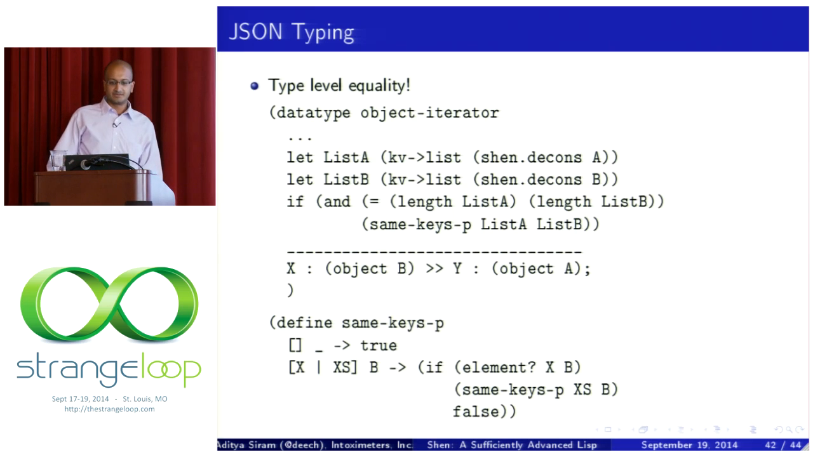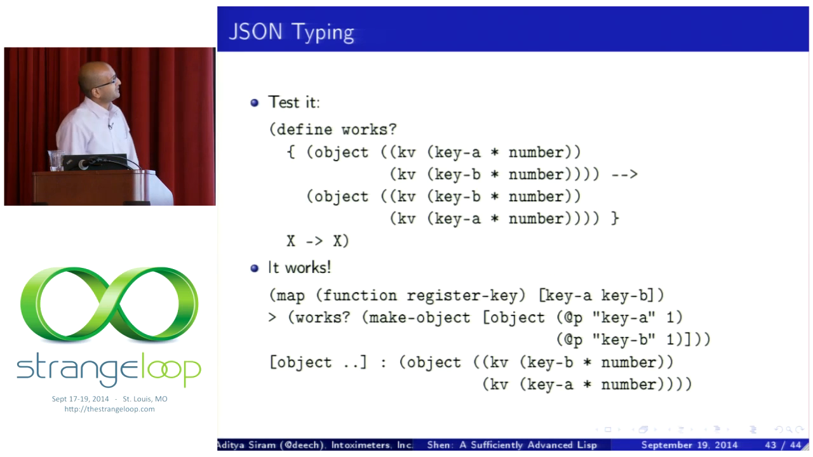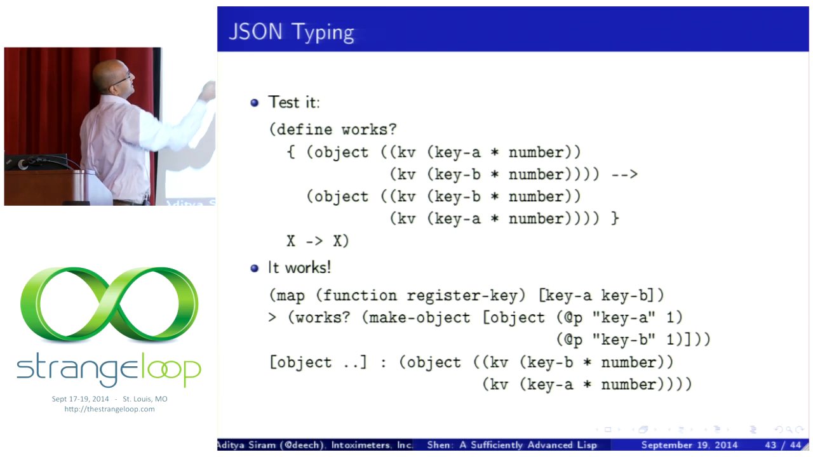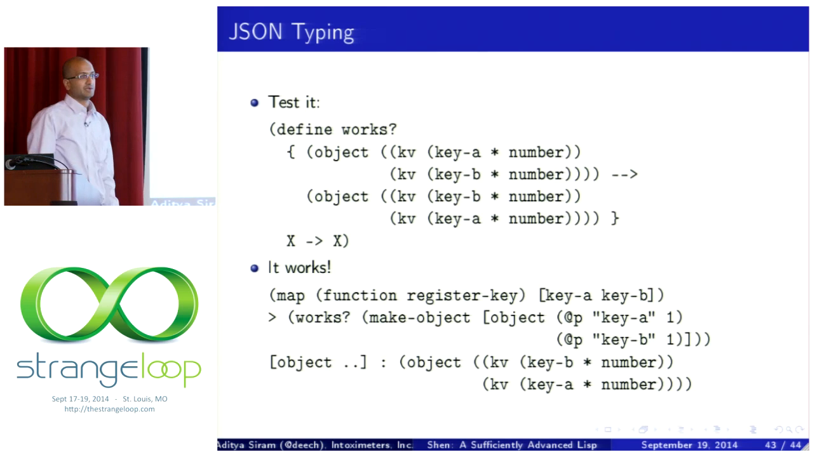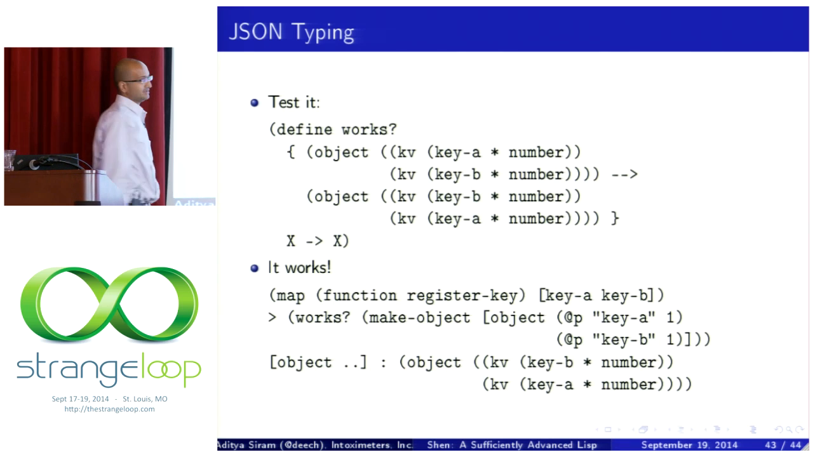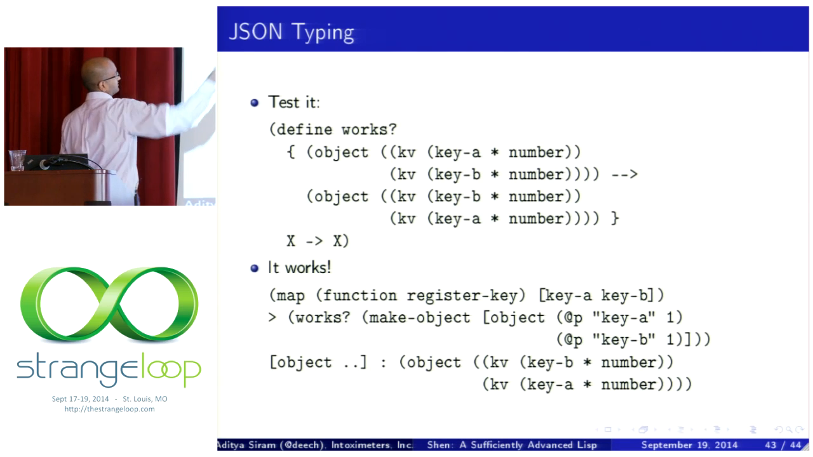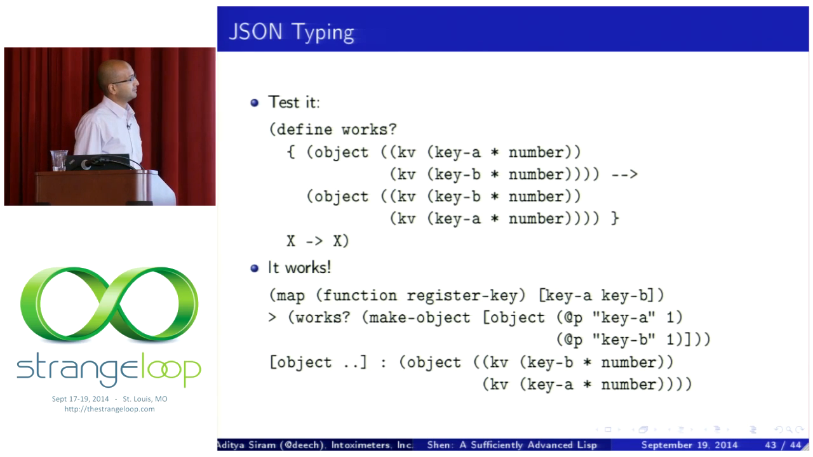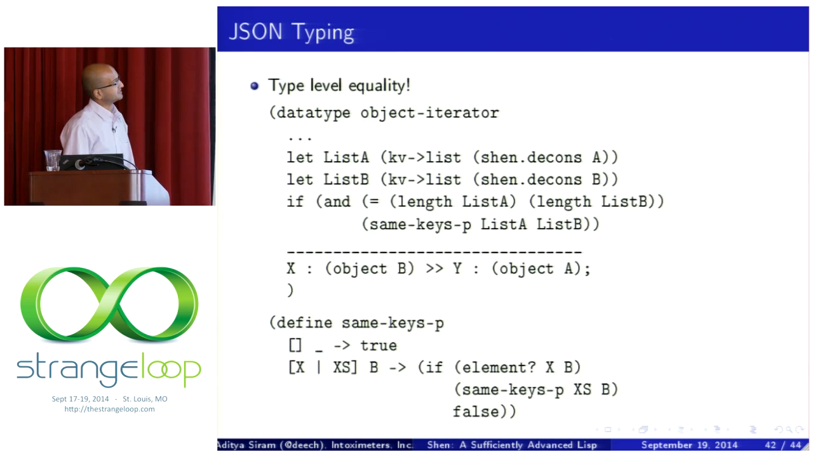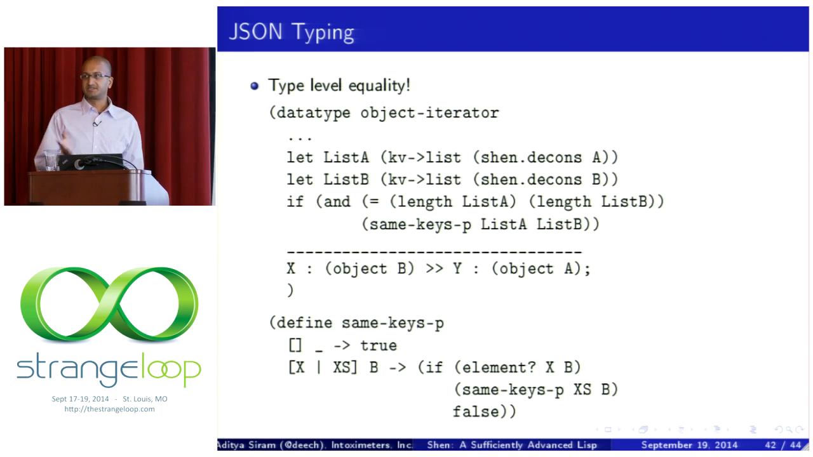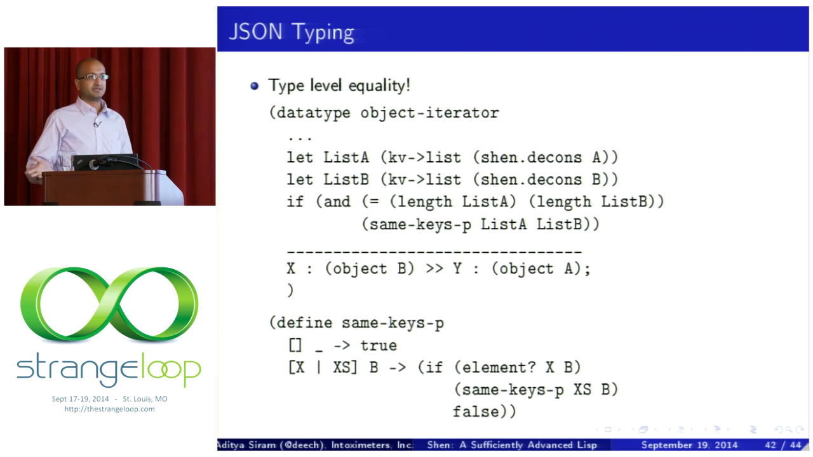That's how equality works. So if we have a function that takes an object of type key A star number and key B star number, and we want to output something of type key B star number and key A star number, and we're just taking the object and outputting it back out, it works because of this definition right here. So this is how easy it was just to get simple JSON equality.